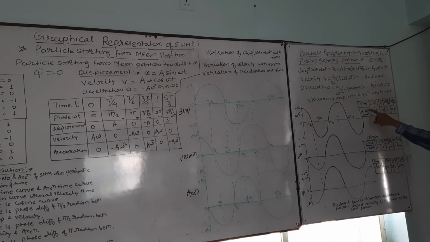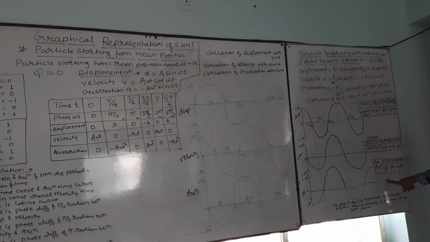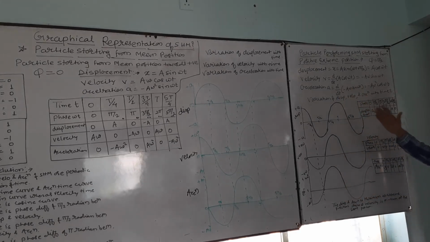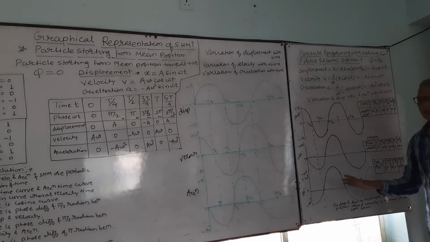Then substitute the values of phase: 0, pi by 2, pi, 3 pi by 2, twice pi and 5 pi by 2. You have to find the values for displacement, velocity and acceleration. Draw three different graphs and finally write the conclusion. Let me tell you the conclusion once again.